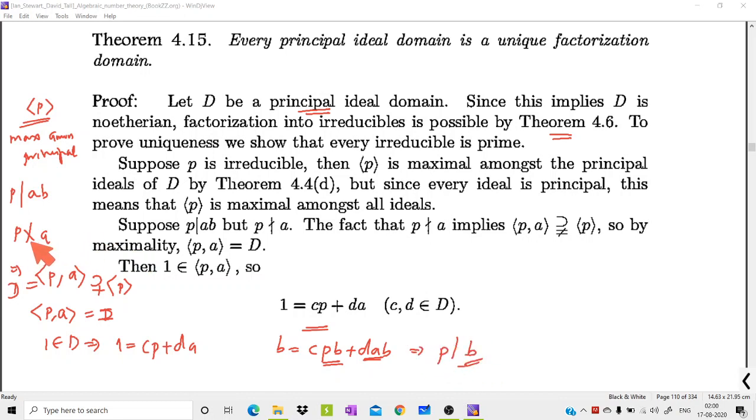So whenever P does not divide A, we get that P divides B. This shows that every irreducible is a prime. That means the factorization into irreducibles is unique. Okay, therefore every principal ideal domain is a unique factorization domain. That means every Euclidean domain is a principal ideal domain. That is 4.14. Here we have that every principal ideal domain is a unique factorization domain. Okay, consequently we have every Euclidean domain is a unique factorization domain. This is section 4.6.